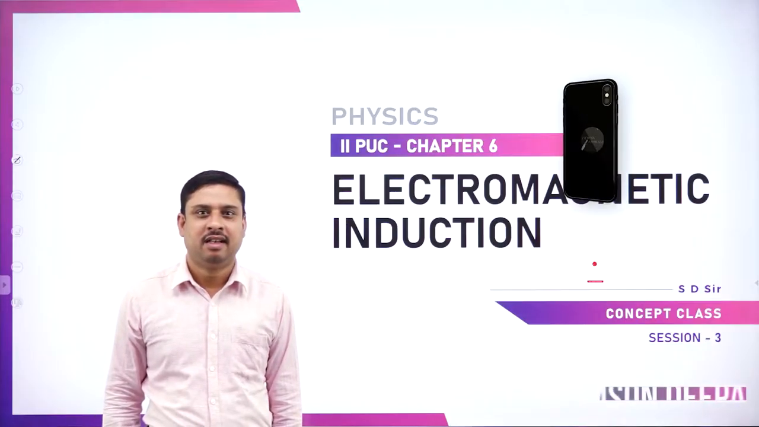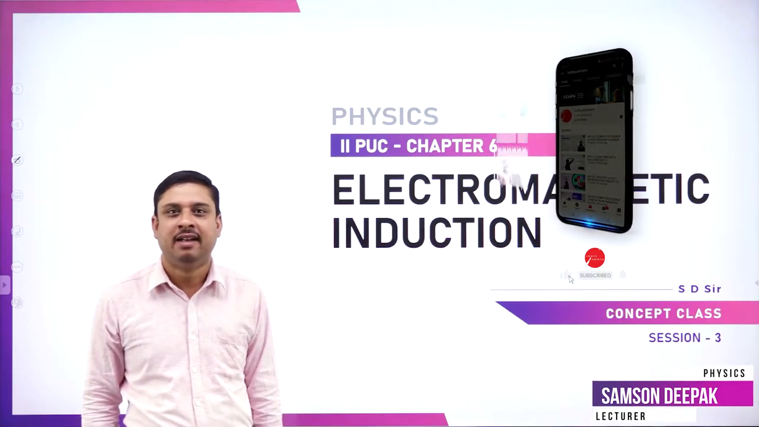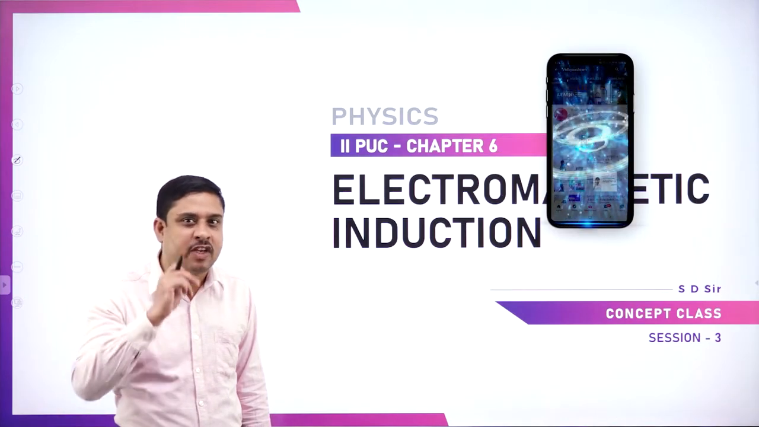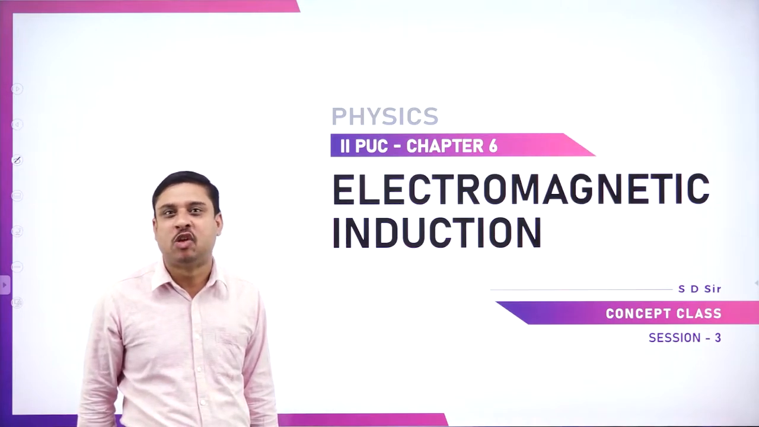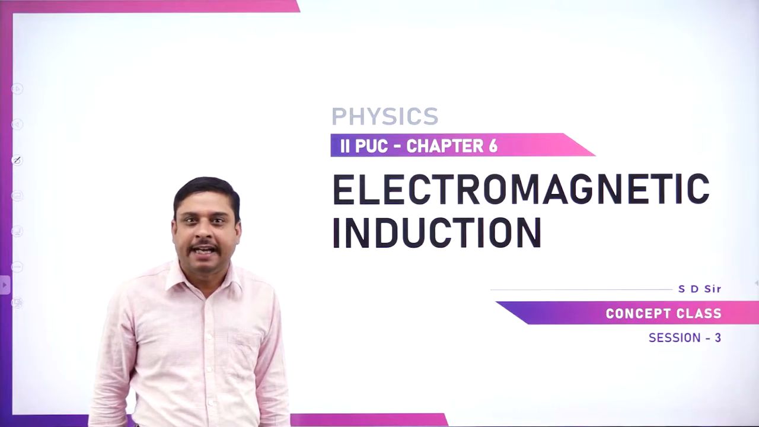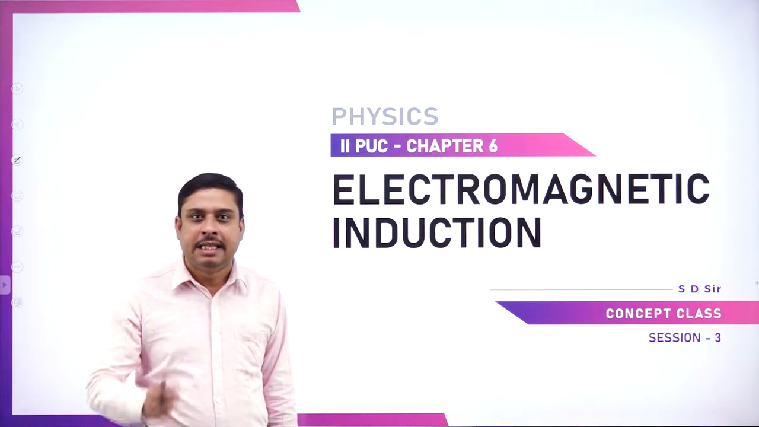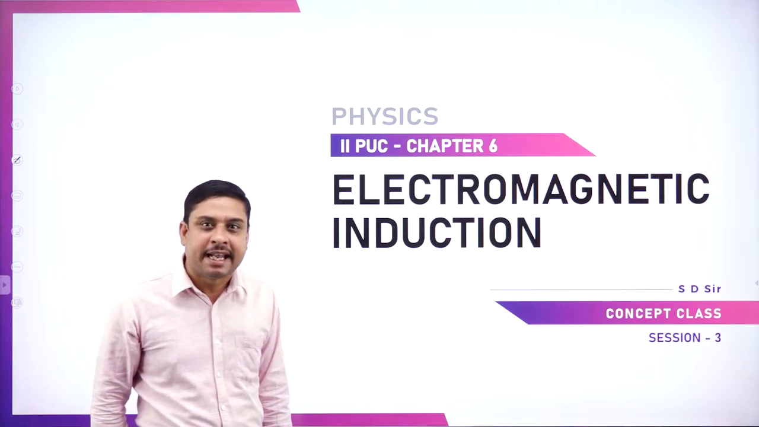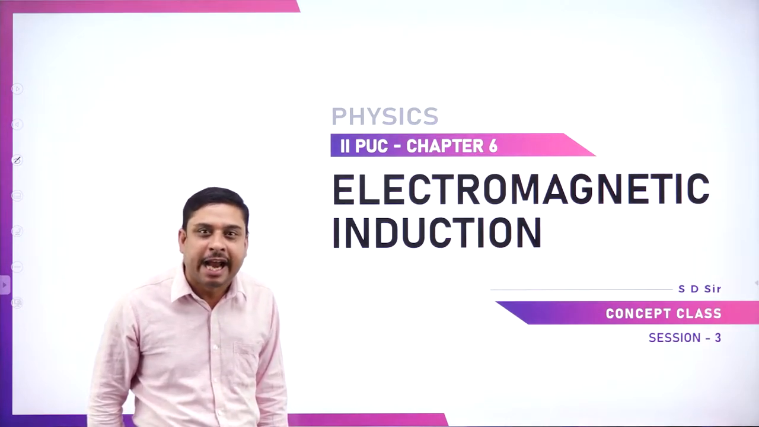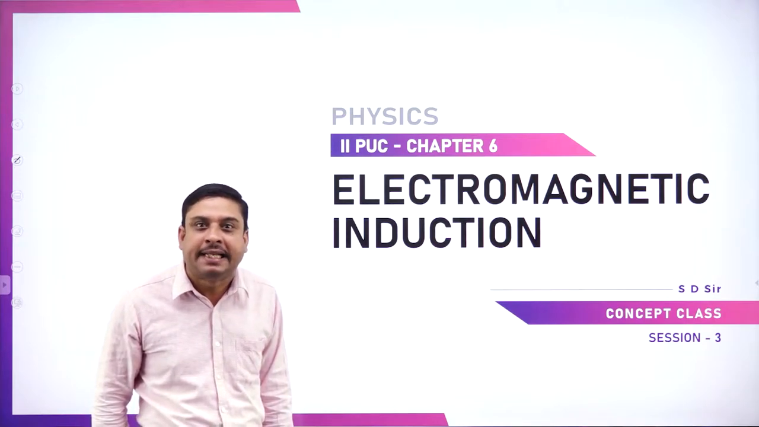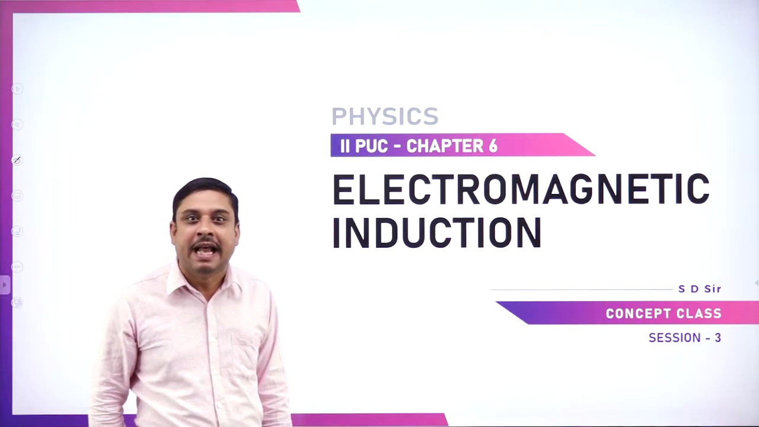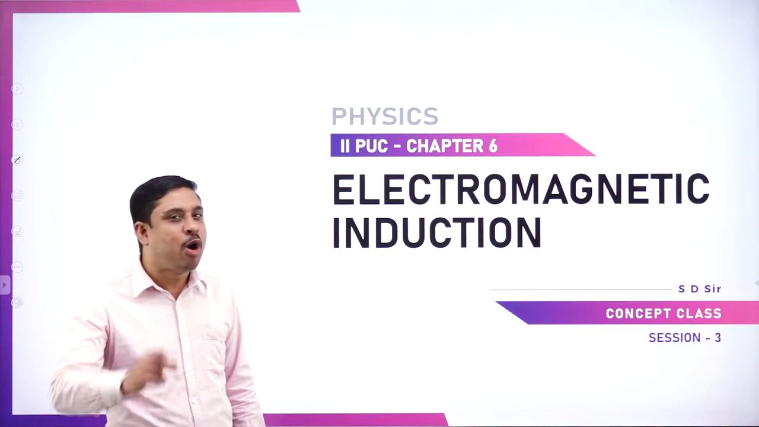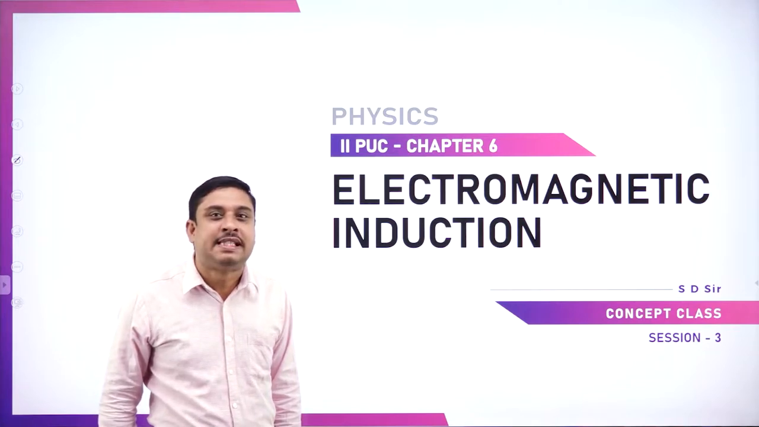Hello students, continuing our discussion on electromagnetic induction. What did we study in our previous session? Faraday's laws. And what did Faraday's second law state? The magnitude of the induced EMF is directly proportional to rate of change of magnetic flux. E directly proportional to d phi by dt. And what was the limitation associated with the law?